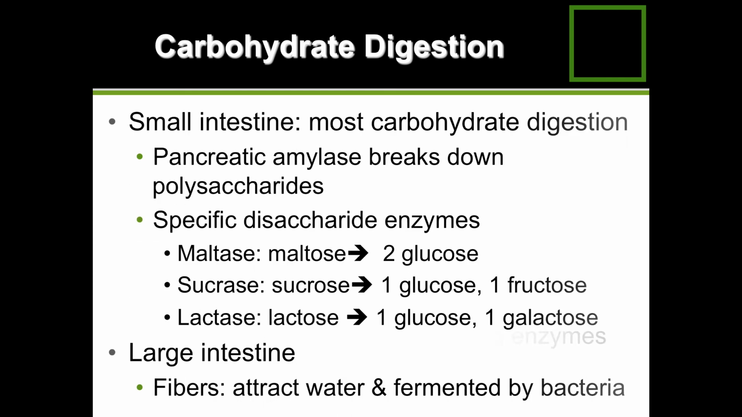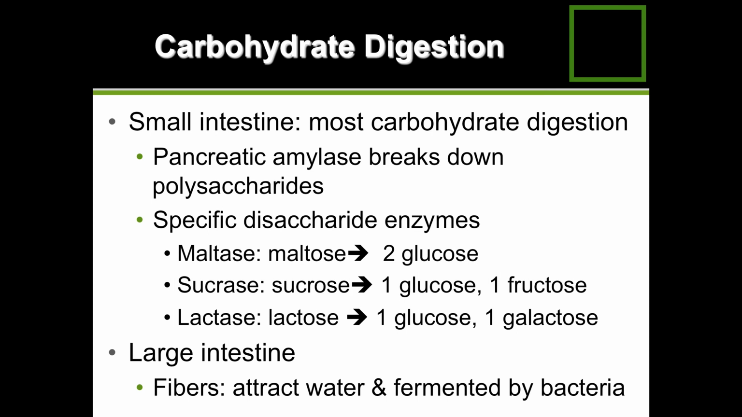All right, in your small intestine, this is where most carbohydrate digestion happens. You have the pancreatic amylase that breaks down your polysaccharides. And then you have specific disaccharide enzymes. So maltase is going to break down maltose into two monosaccharides, which are your glucose. Sucrase is going to break down sucrose to one glucose and one fructose. And lactase is going to break down lactose, which is one glucose and one galactose.